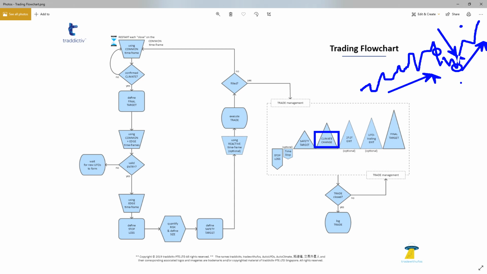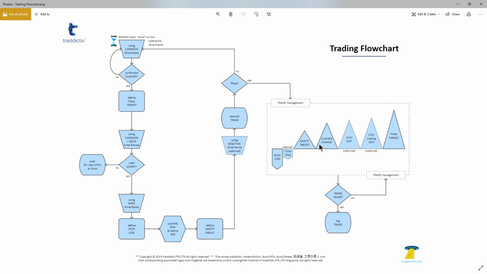So in order to try to maximize the profits as much as possible, again, one more rule, which is to exit if you were to have a climate change, okay? Just get out, and that's it, okay?